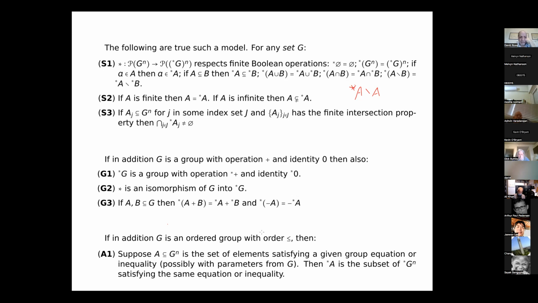And finally, we'll sometimes be talking about an ordered group or a partially ordered group with some kind of order on it. If A is defined in terms of the operations on G, including the ordering operation, so A is a set of elements satisfying a certain equation or set of equations or inequalities, possibly with parameters from G, then star A is the subset of star G satisfying the same equations or inequalities. And again, that's by transfer.